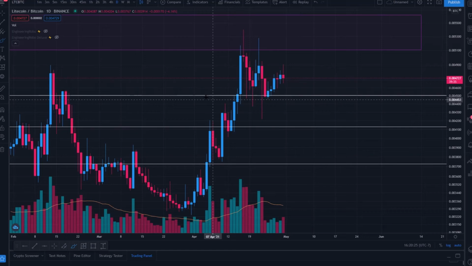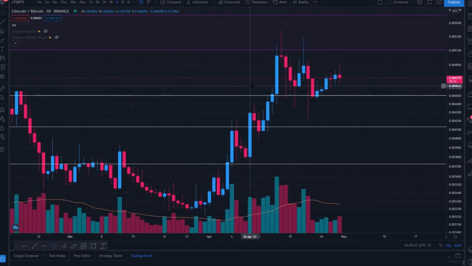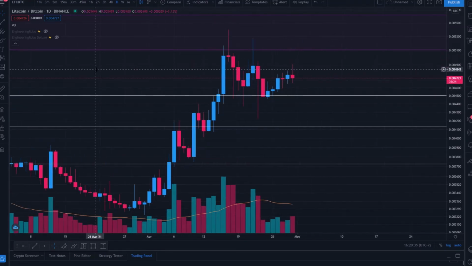This sideways does seem quite bullish, and we are holding against the price of Bitcoin as it figures itself out. And so, as the market stabilizes, Litecoin does seem to be still holding quite nicely and is still seeming quite bullish.